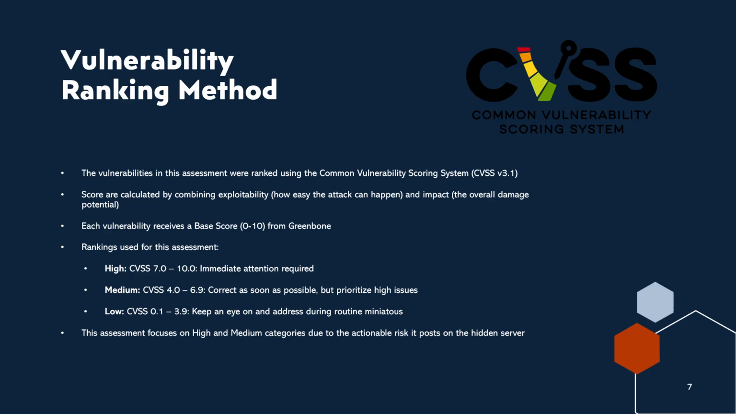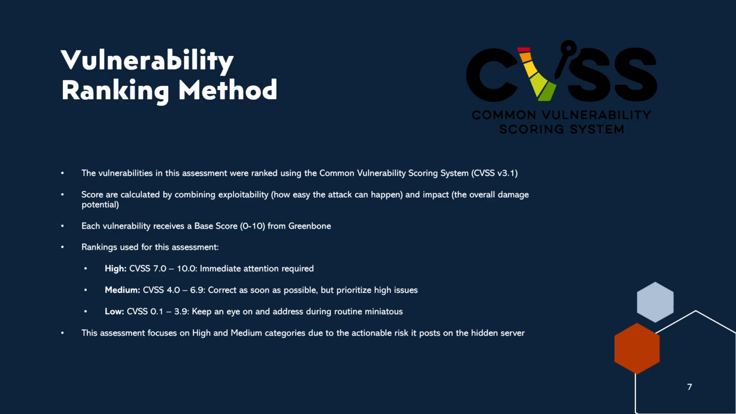Before I get into the vulnerability issues themselves, I'm going to explain the ranking method used, because you're going to hear me say high and medium a lot. To prioritize what mattered most, I used what is called the Common Vulnerability Scoring System, or CVSS version 3.1. This method calculates a base score from 0 to 10 that reflects how easy a vulnerability is to exploit and how much damage it could cause.